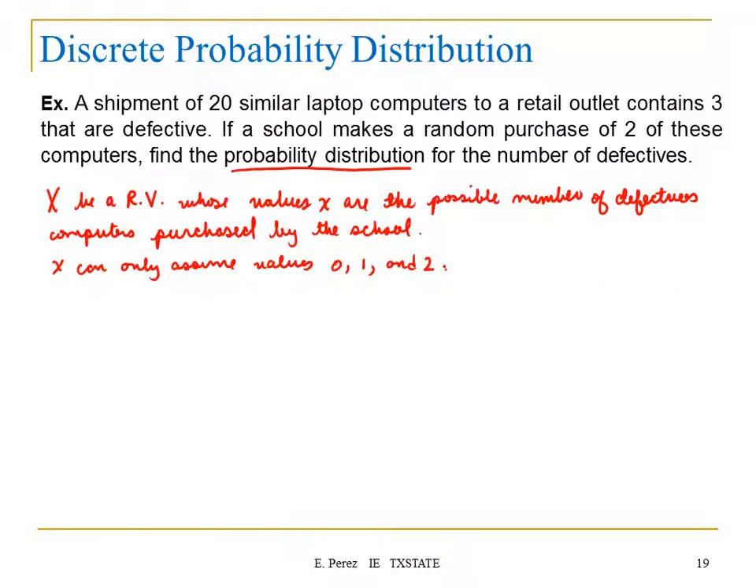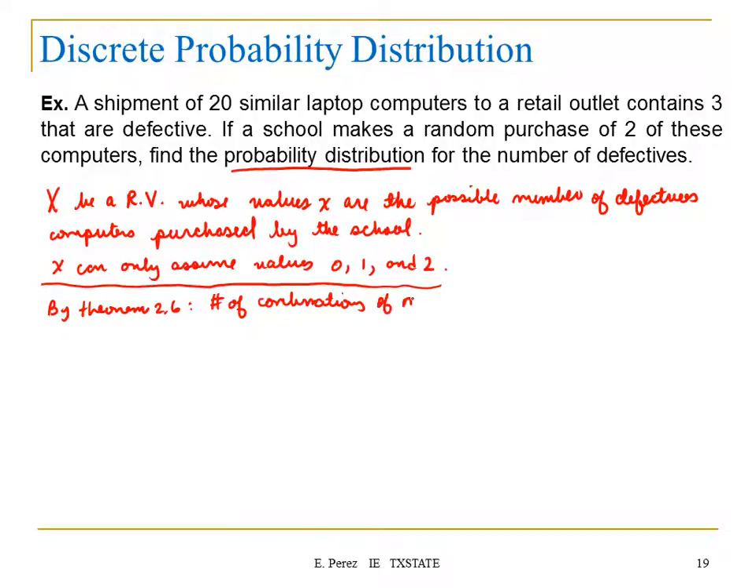Okay, so by theorem 2.6, the number of combinations of n distinct objects taken r at a time is equal to nCr, where this equals n factorial divided by r factorial times (n minus r) factorial. Okay, so we know that from our previous lecture.